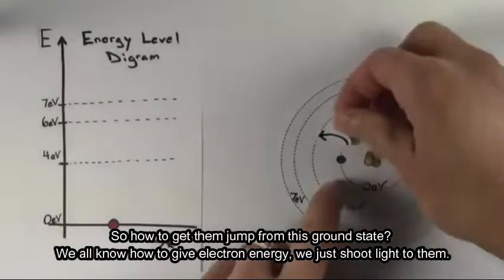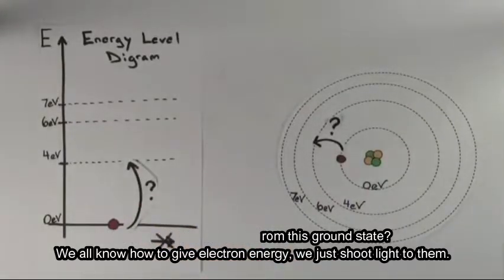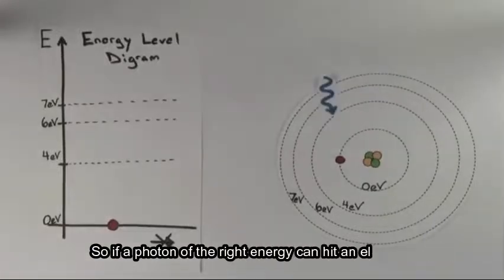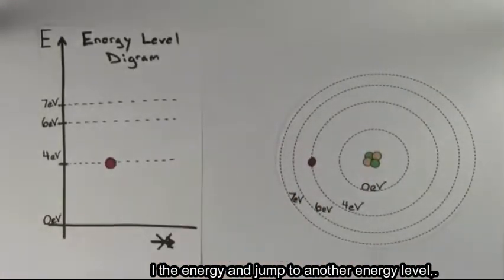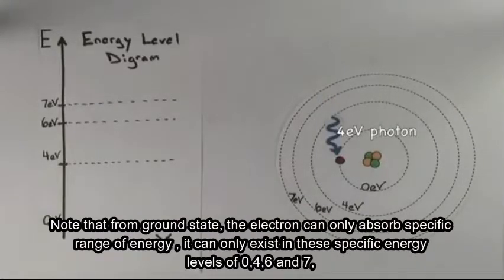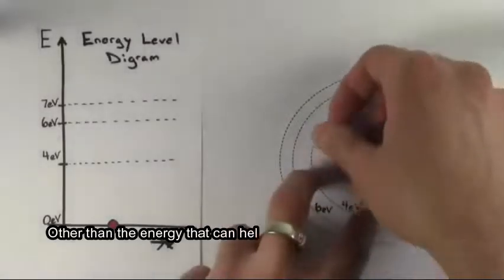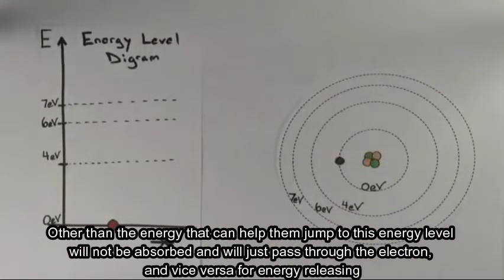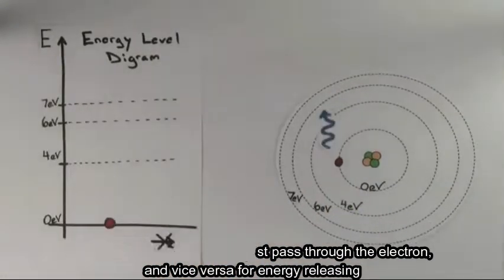So how do we get them to jump from this ground state? Well, we all know how to give an electron energy, right? We just shoot light at it. If a photon of the right energy hits an electron, it will absorb all the energy and jump to another energy level. Note that from the ground state, the electron can only absorb a specific range of energy. It can only exist in the specific energy levels of 0, 4, 6, and 7 eV. Energy other than what helps it jump to these levels will not be absorbed and will just pass through the electron, and vice versa for energy releasing.